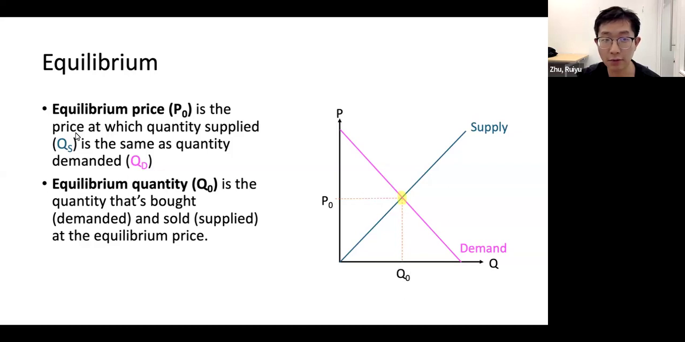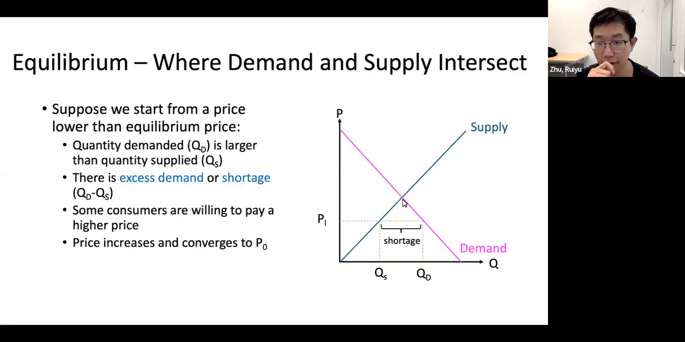P0 is the price at which the quantity supplied is the same as the quantity demanded, which means the price such that our two curves cross at this point. The equilibrium quantity is just the quantity demanded by the consumers. At the same time, it's also the quantity supplied by the producers. So why do we call that an equilibrium?